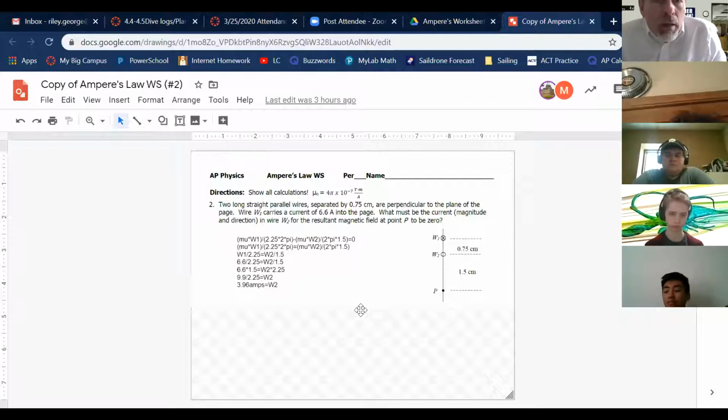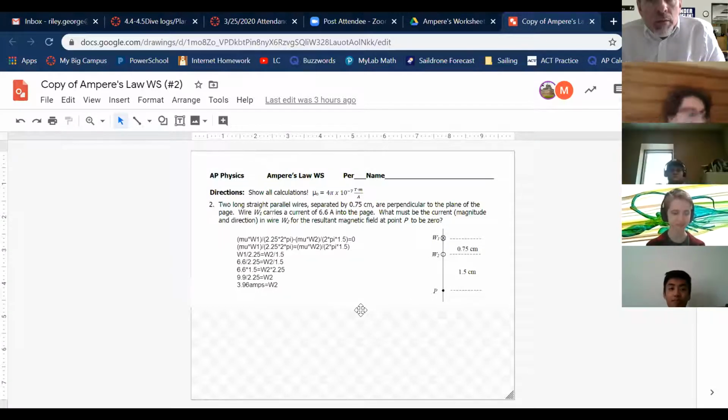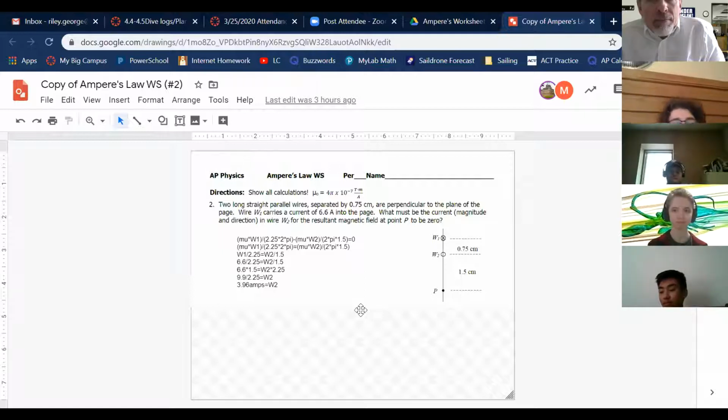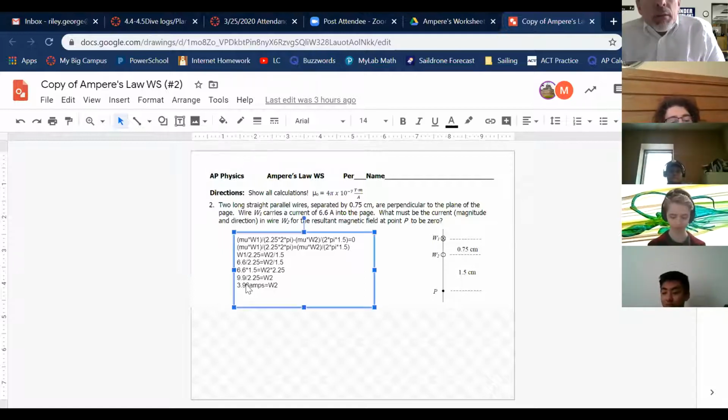Oh, you know what? I agree with everything you have there, Riley, except that last step. When you have 9.9 over 2.25, I don't get 3.96 when I divide that. I get 4.4. Yeah, so do I. Okay. I just can't plug stuff in my calculator.